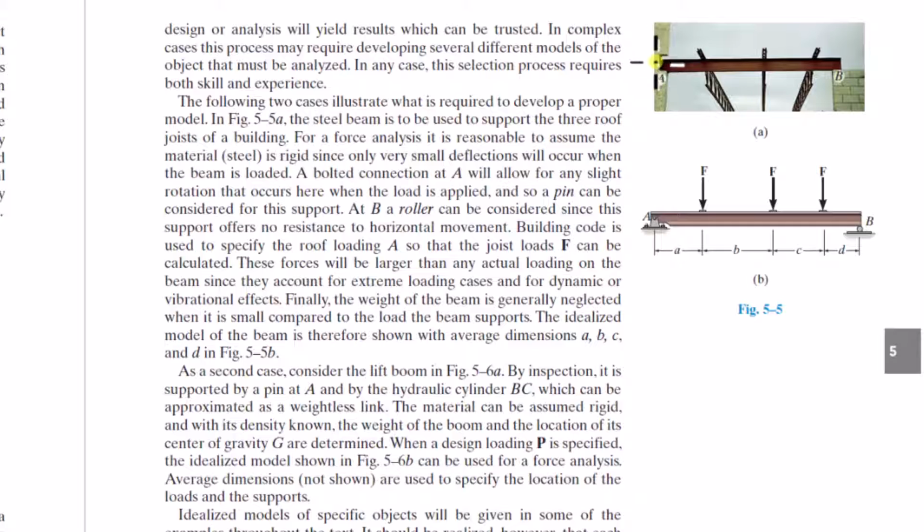Well, that's not actually a pin, right? That's not a pin connection, but you can just model it that way. It is like a pin because it prevents translation but not rotation. So you just put a pin.